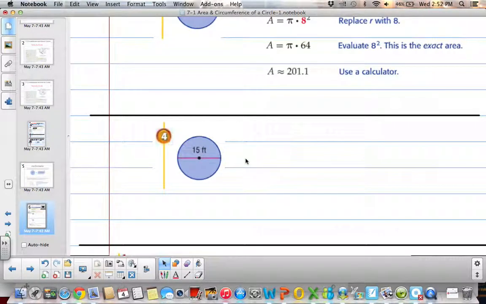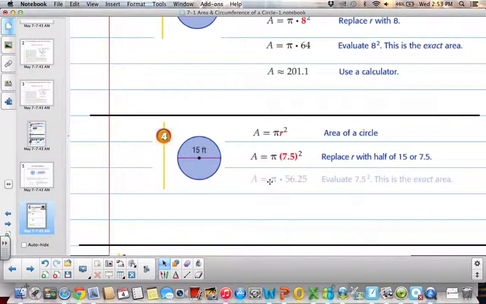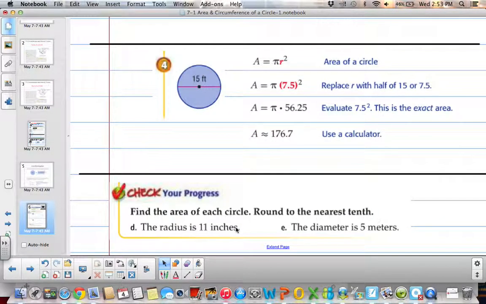Okay? This time we're given the diameter. So we know the area is pi r squared. We have to figure out what the radius is, so we have to take half of our diameter to get our radius. Very important that we don't just put in 15, we have to take half of it. So pi times 7.5 squared, and then we have 56.25 pi is our exact area. Put it in our calculator, 176.7.